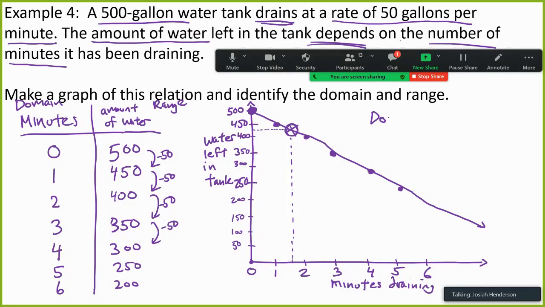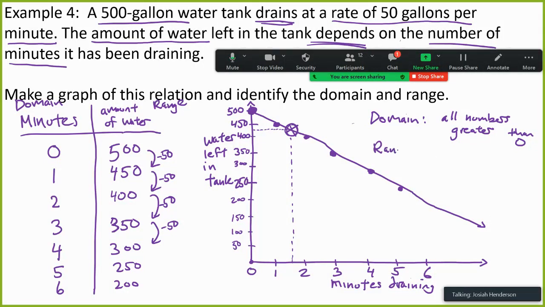So the domain isn't just the numbers 0, 1, 2, 3, 4, 5, 6. When you think about it, the domain is really all numbers greater than or equal to 0. You can't have negative minutes, but starting from 0 going onward, we have all those different entries, like 0.5 and 0.75 and 1.5, all the different fractions and decimals that live on this straight line we made.